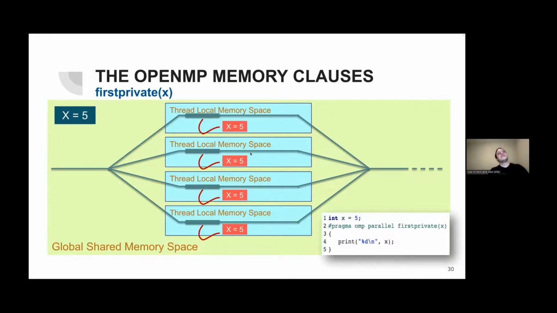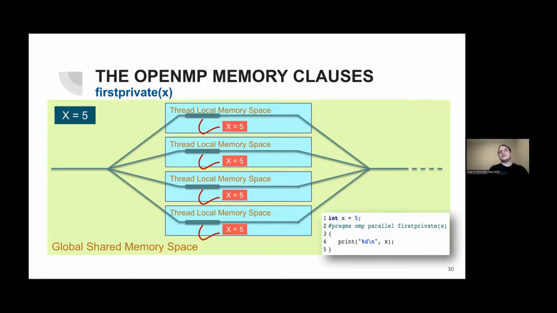First, private. As I said earlier, privatization only guarantees that you have a different memory location, but that memory location doesn't have to have the same value that you had at the beginning of the private region. Firstprivate guarantees that not only you have your own memory location, you also guarantee that that memory location gets initialized by the value that the original variable had prior to the parallel region.